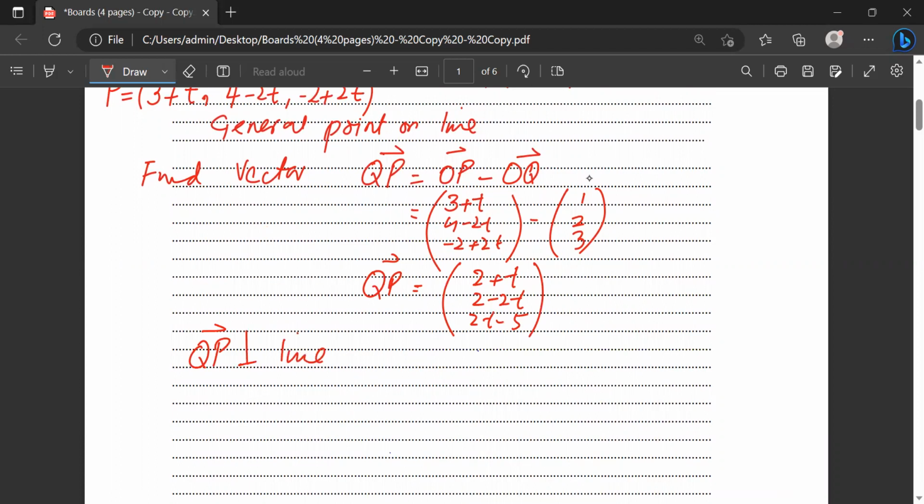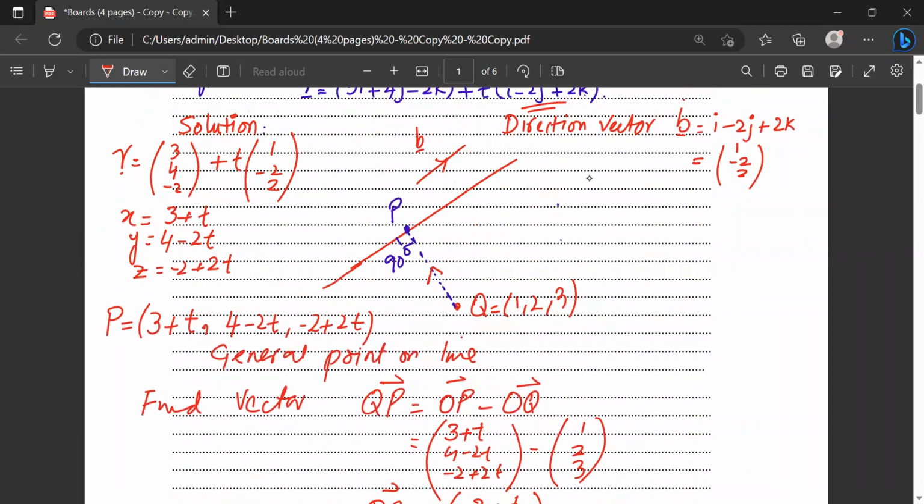If this is the perpendicular line and vector B is the direction vector for the line, so yes, you can write that QP is perpendicular to B. So the QP vector is perpendicular to B because QP is perpendicular to the line, and the line has the direction vector B. So QP is perpendicular to B.